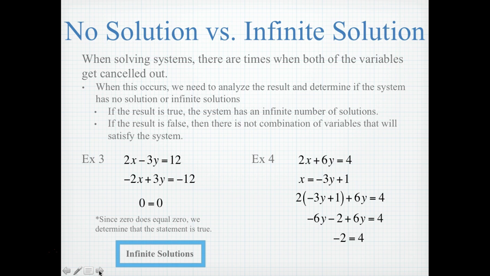Again, we have a case where the x is canceled out and the y is canceled out, and what we have left is negative 2 equal to 4. Now, negative 2 does not equal 4, so when both variables cancel out, in this case, we have a false statement. So when a false statement is produced, our answer is no solution.